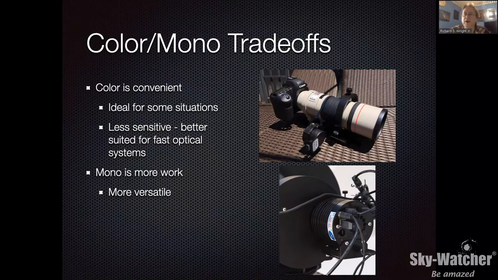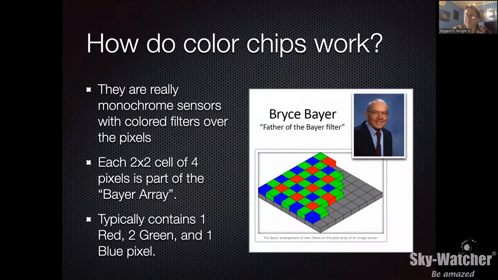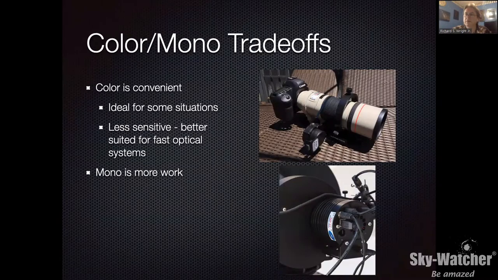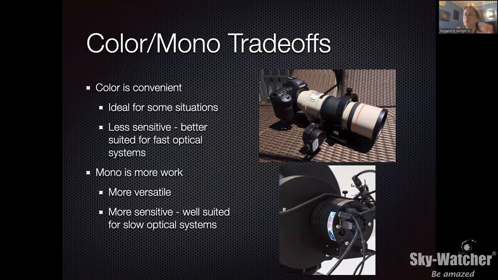You may live somewhere where you just don't have a lot of time, and are you willing to put that in after the fact? They're more versatile, though, as well as being more sensitive. Let's back up. They're more sensitive. So slower optical systems, like if you've got a Schmidt-Cassegrain or some long focal length F10, a Mak-Cassegrain or something, F15 or something, mono is going to be much better results than a color camera.